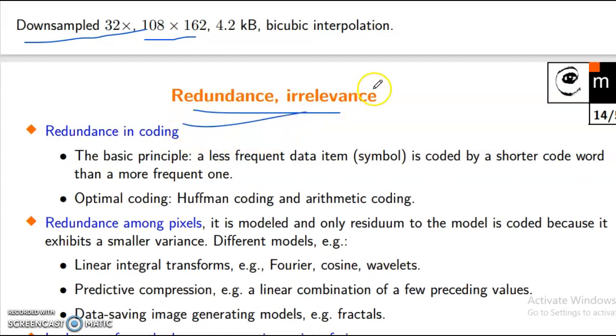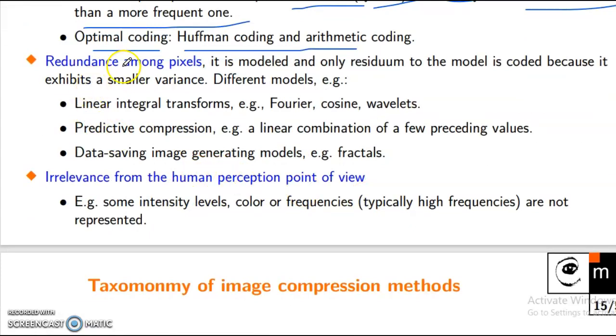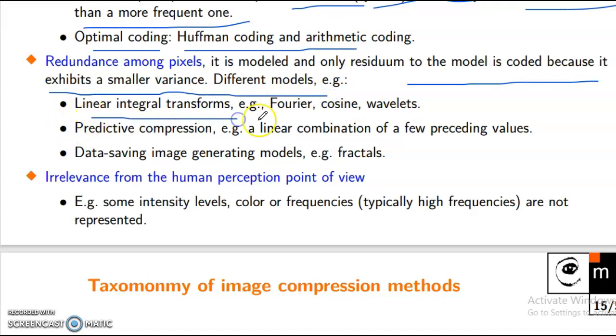Redundancy in coding, the basic principle: a less frequent data item or symbol is coded by a shorter code word than a more frequent one. Optimal coding: Huffman coding and arithmetic coding. Redundancy among pixels is modeled and only the residuum to the model is coded because it exhibits a smaller variance. Different models, for example linear integral transforms such as Fourier, cosine, wavelets.